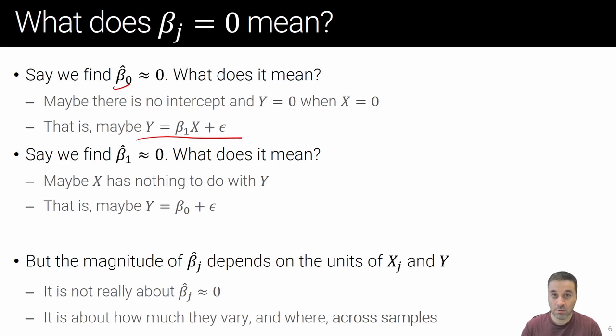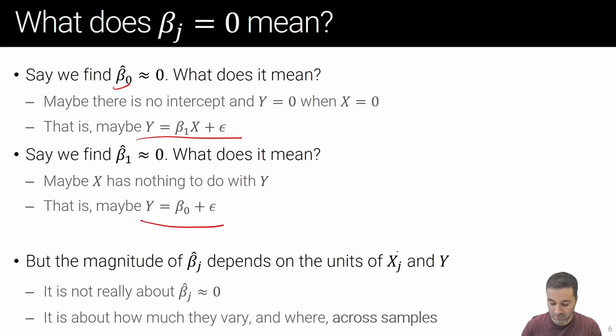What does it mean? Well, it means that maybe y and x are not related after all. So maybe the model looks something like that. There's only an intercept, which in this case would be modeling the average of the response, but there's no relationship with x. And so the point I want to make here is that the magnitude of the coefficient really depends on the units of the variables.